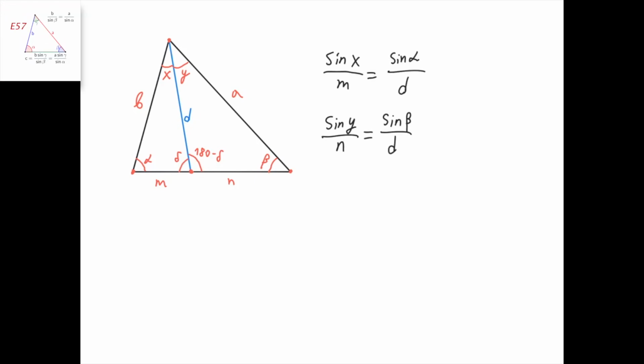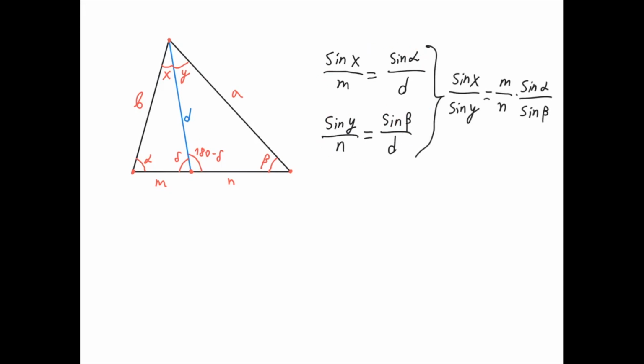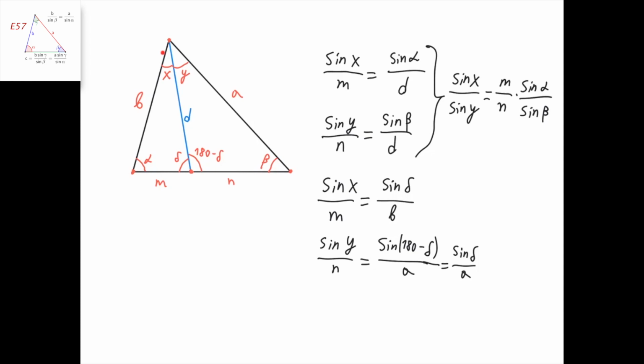So applying the law of sines for this triangle, we get this equality, and applying it for this triangle, we get this equality. We take these two equalities and we divide one by the other so that d can cancel out, and then the result is that sine x divided by sine y equals m divided by n times sine of alpha divided by sine of beta. Now I'm going to apply the sine law again for this triangle and this triangle, but this time with respect to other sides and angles.